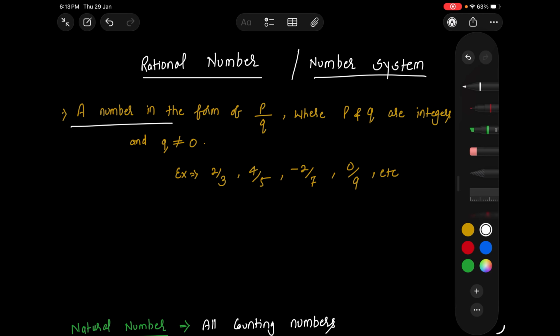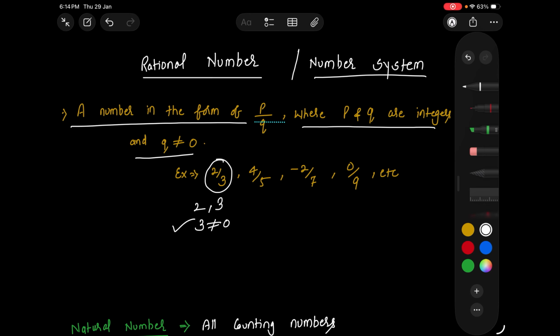Simply, a number in the form of p upon q, where p and q are integers and q does not equal 0, is a rational number. For example, let's take 2 upon 3. Here 2 is an integer, 3 is an integer, and 3 does not equal 0. So it's a rational number.